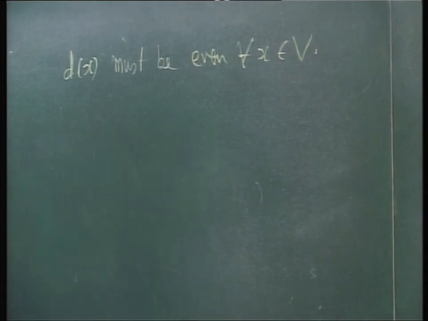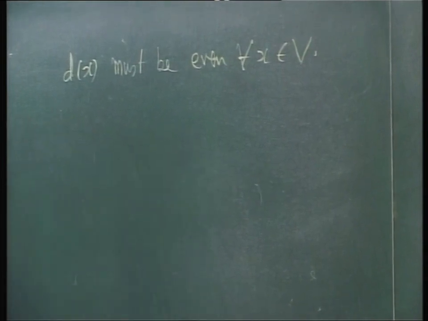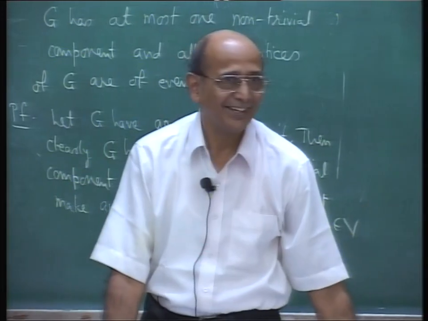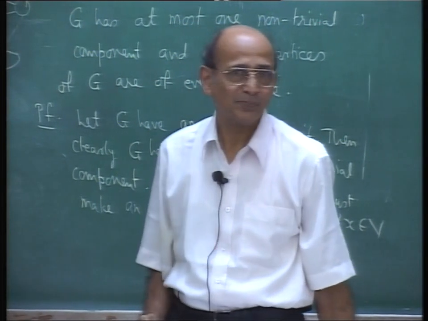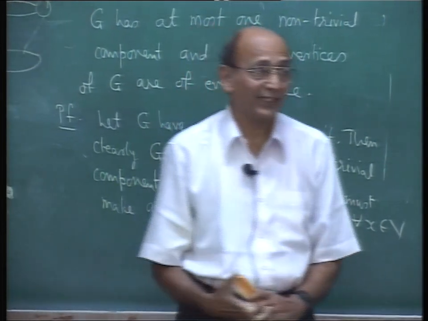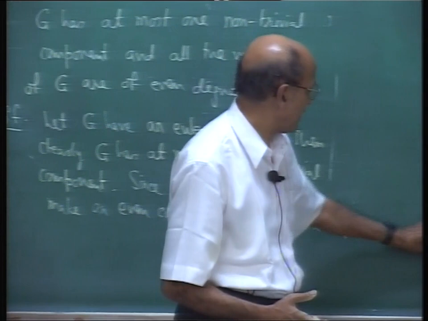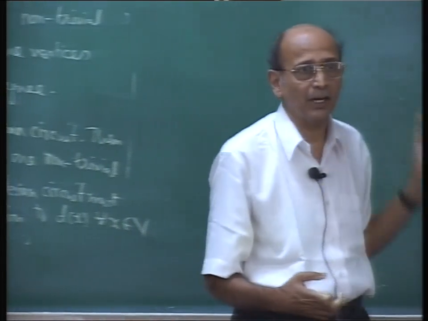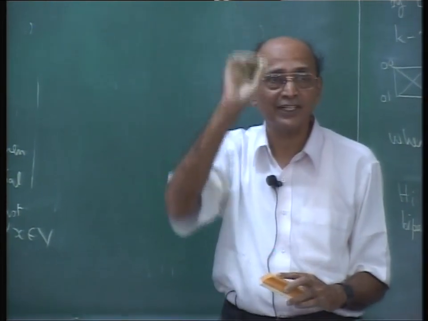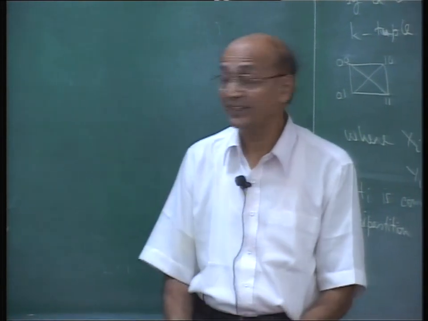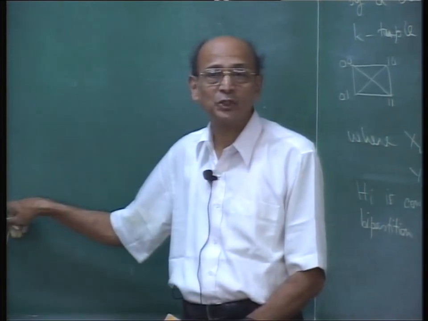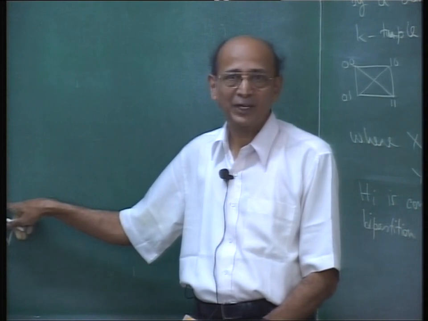So that is for the first part, the easier part. So what will be the more difficult part? The more difficult part is, suppose this condition is satisfied, then I should be sure that there is an Eulerian circuit.